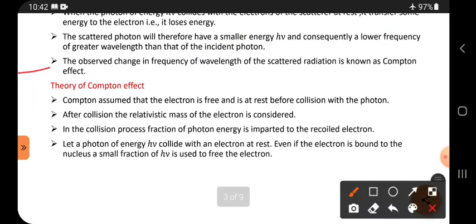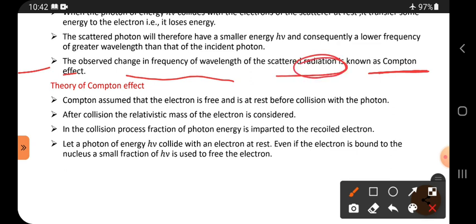The observed change in wavelength of the scattered radiation is known as the Compton effect. So that is the Compton effect. Simply, the definition is: the Compton effect is the change in wavelength of the scattered radiation. Not a change in frequency, simply a change in wavelength of the scattered radiation.